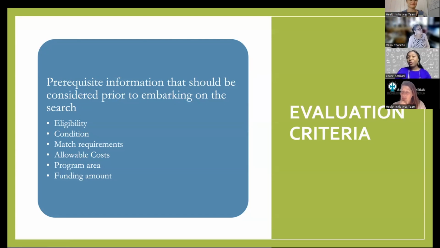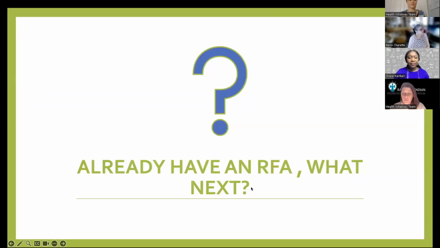But then is it also worth your time to invest into applying for a $20,000 grant if you can use the same time and energy to target a bigger grant later? So all these will help you if you will take your time to think about it. So let's say now we have our RFA, okay?